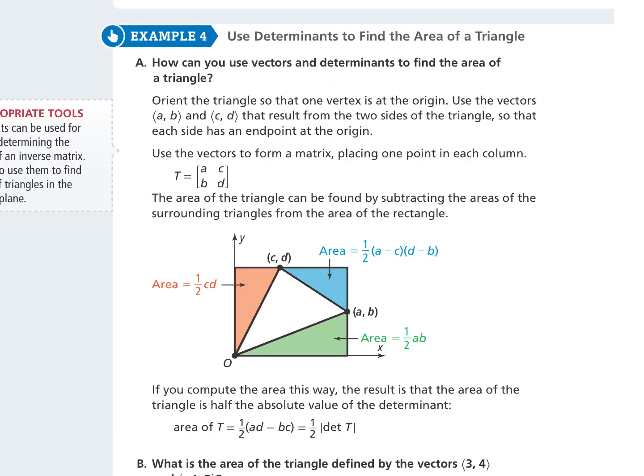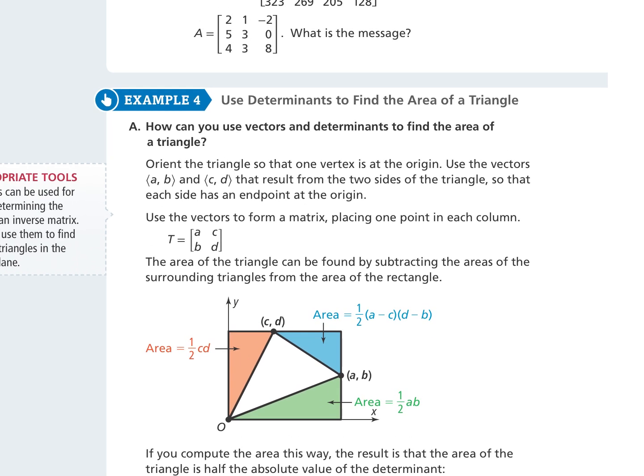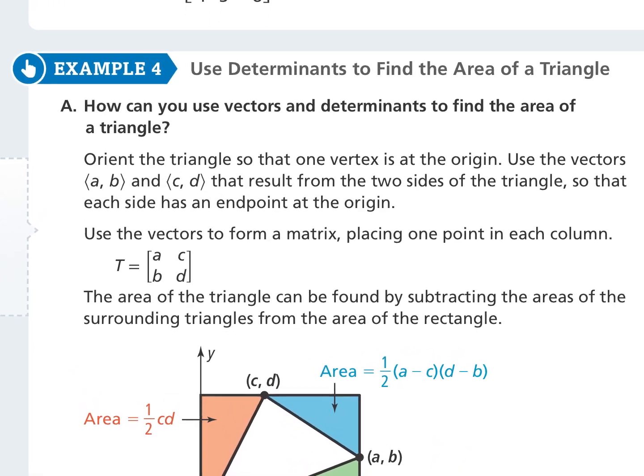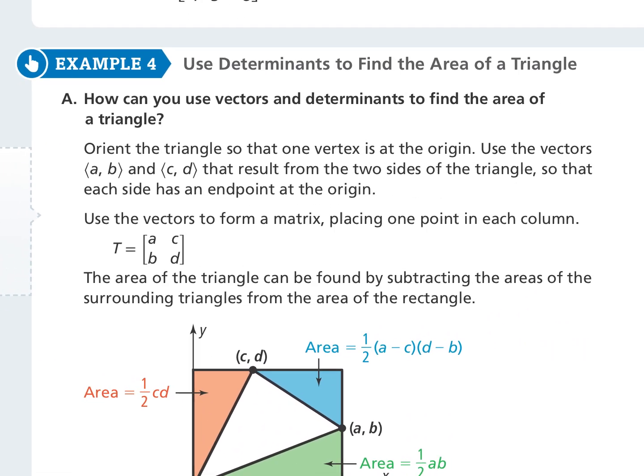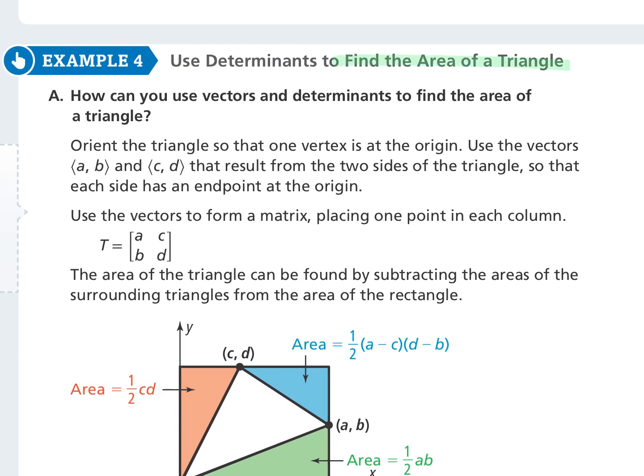All right, so that's the bulk of our lesson. I do want to show you a few applications of that, though, so take some notes on these two. We can use determinants to find the area of a triangle. Sorry, I meant to highlight that. And I want you to write these things down.